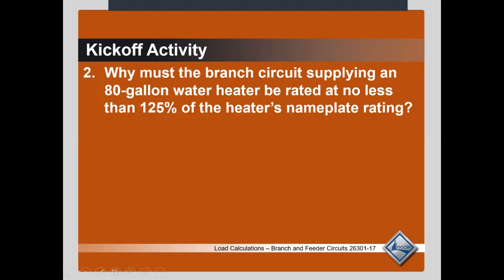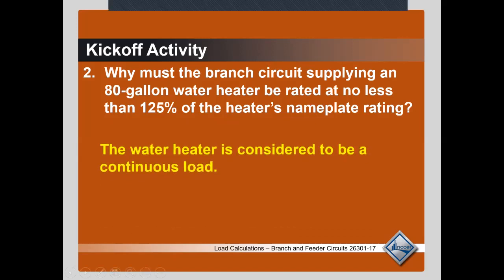to be using. So why must the branch circuit supplying the 80-gallon water heater be rated at no less than 125%? Because it's pulling nonstop. Right, exactly, it's called continuous, right? It's considered to be a continuous load.